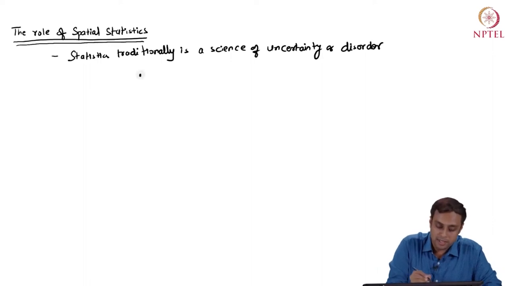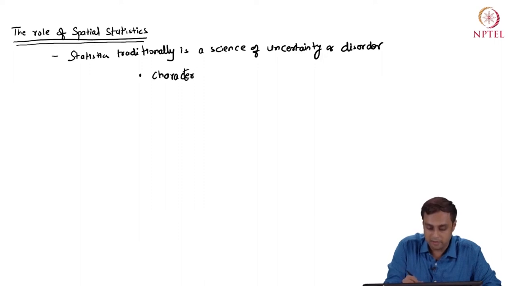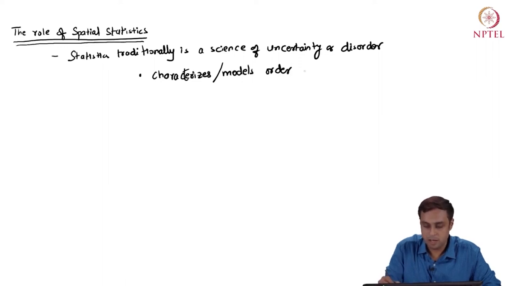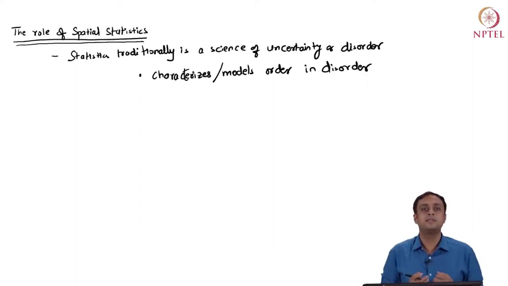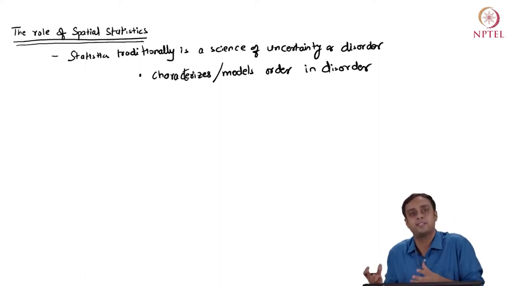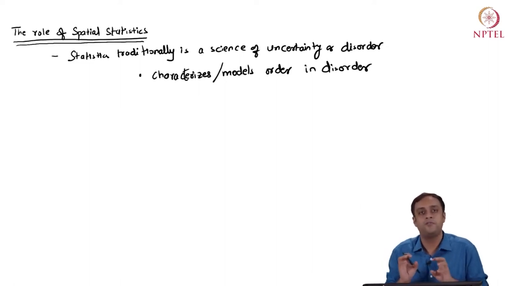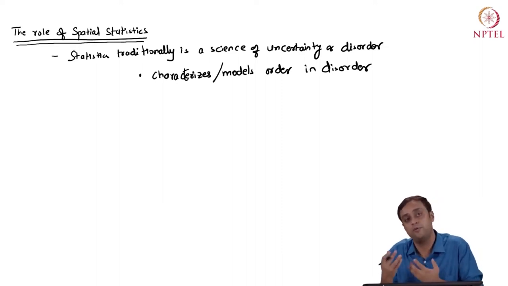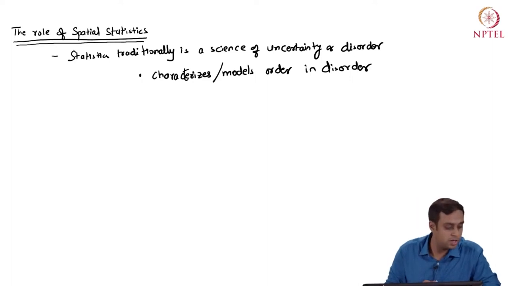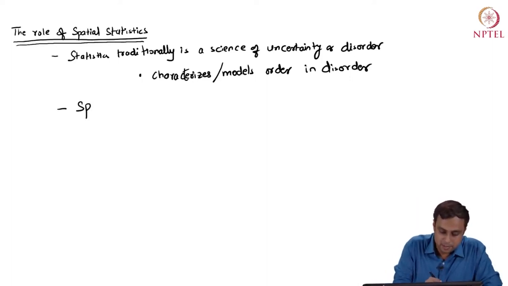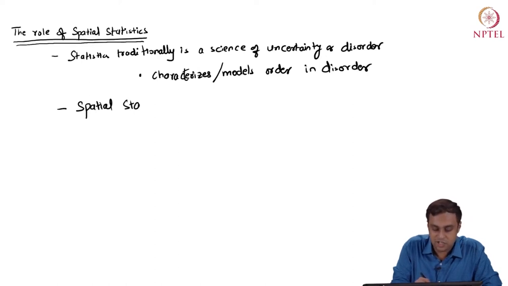So what statistics does is that it characterizes or models order in disorder. So it tries to figure out the systemic features, some things that we can explain. Right? So there's a lot of uncertainty, a lot of randomness, but some of it, a part of it is explainable, which is orderly. And that order is what we are out here to discover. Spatial statistics, as we have discussed, is an extension, right?